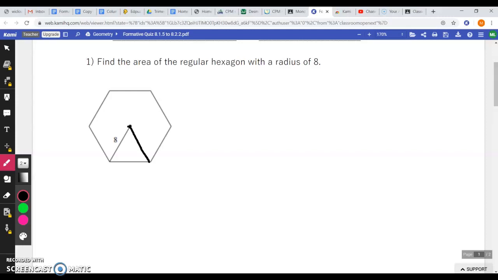Like this. All right. So we have a triangle. The first thing we want to do is find that central angle, this angle right here. To find that central angle, what we have to do is 360 divided by the number of sides, and since this is a hexagon, it's got 6 sides. All right, so 360 divided by 6 gives me a central angle of 60.